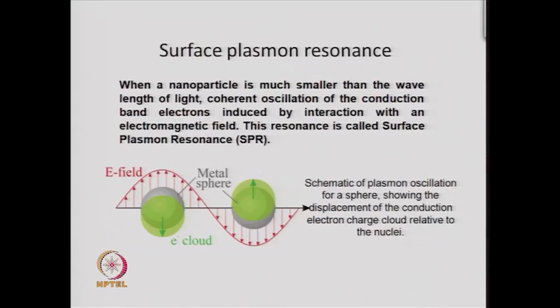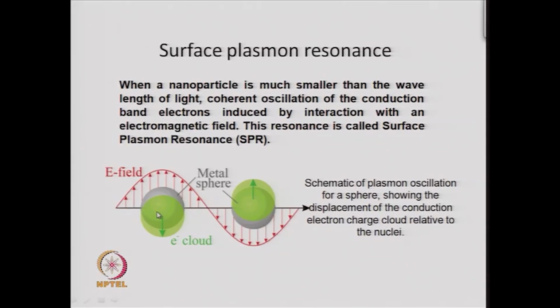And that is what we discussed earlier also, that you will have these oscillations of the conduction electrons of the metal particles when the size of the particle is much smaller than the wavelength of the light. So, the wavelength of light is this big and the size of the particle is only this big.